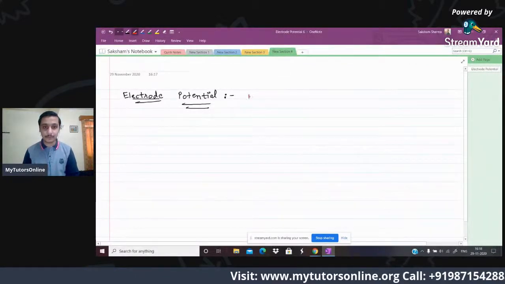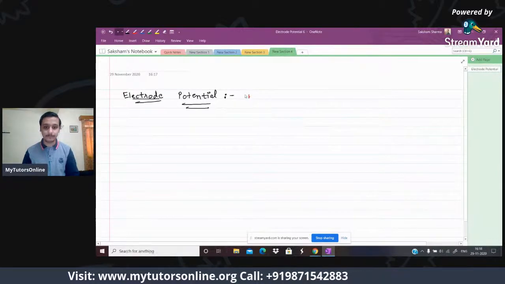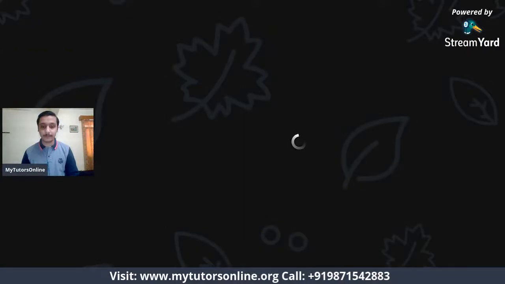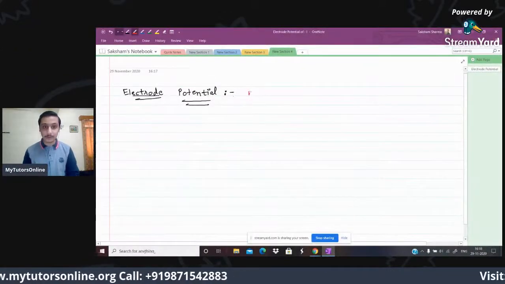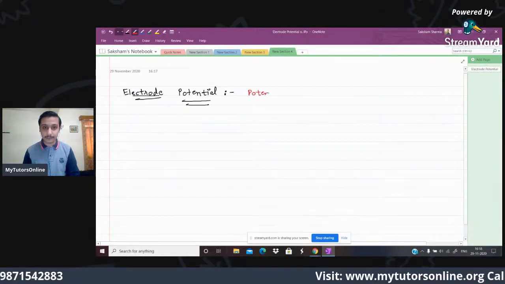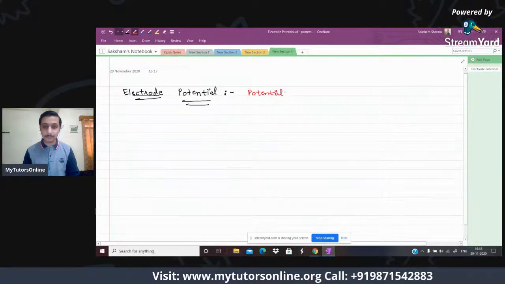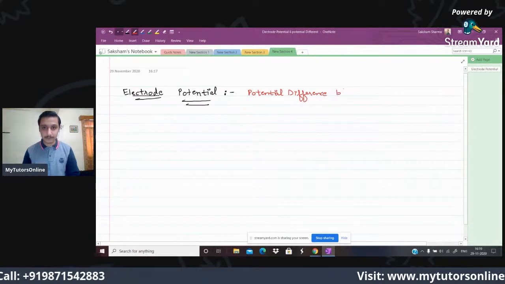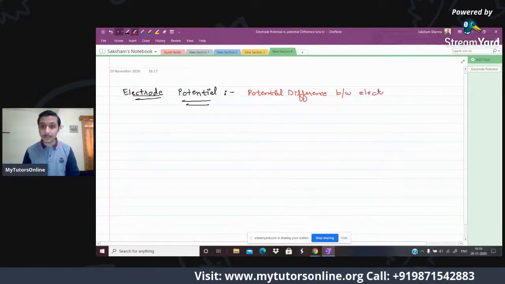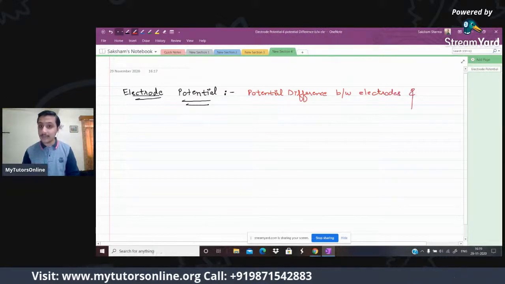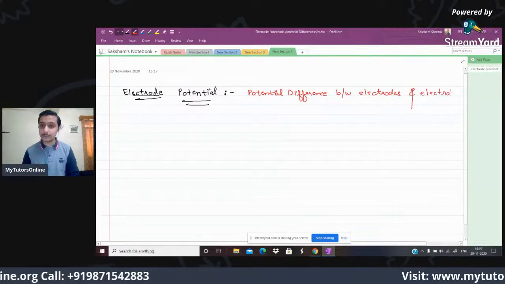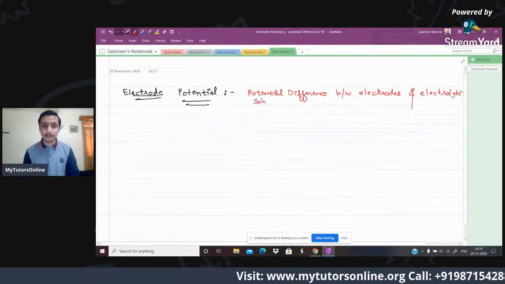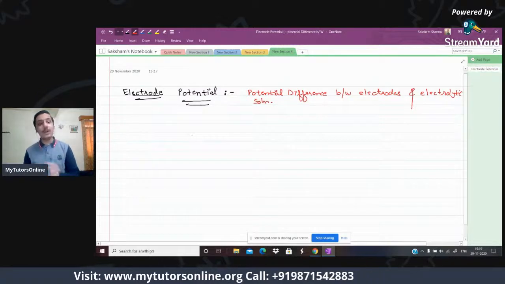So, your potential difference between the electrodes, so your cathode and anode, and the electrolytic solution. So this is termed as electrode potential.